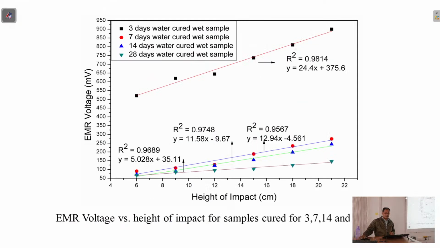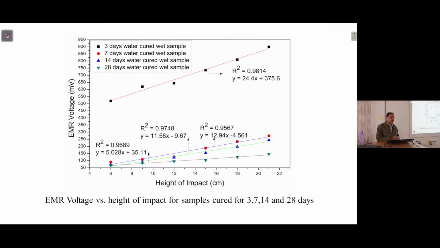Yeah, and then like I mentioned, generally these 3, 7 and 28 days of curing are the days when you can actually observe the strength of the cement based hydrated material, so that you have a better understanding whether the process is occurring properly and so on. And 14 we had added as an additional so as to have a proper variation for the study. And these linearly varying graphs are again EMR voltage versus the height of impact.